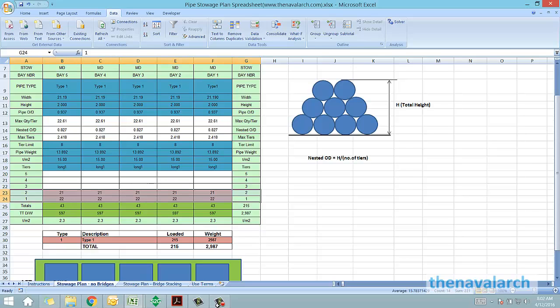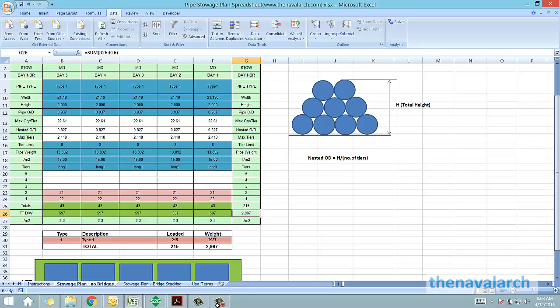Also, the number of pipes in a particular tier is 1 less than the number of pipes in the tier below. The bottom tier has the maximum number of pipes which the bay width can accommodate. In this case, the number in the bottom tier is 22. In the tier above, the number will be 21. In a similar way, we fill the tiers in the different bays. We can see that as we are filling these tiers, the total weight of the pipes is being shown in the cell at the bottom right.